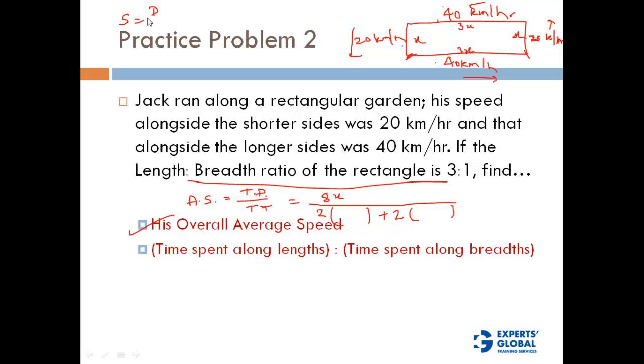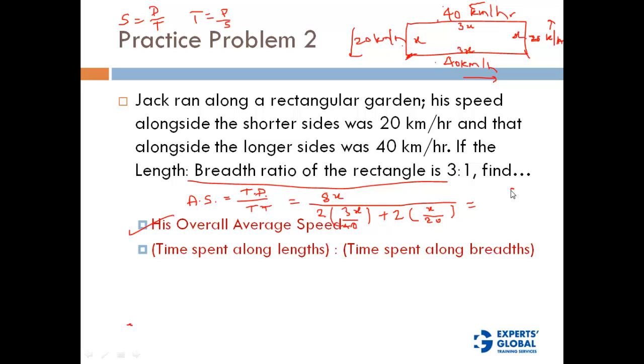Speed is equal to distance by time, right? So time is going to be distance by speed. So all we need to do is to put relevant values for distance and speed here. We already know the distance. Lengthwise, the distance of an individual side is 3x. The speed is 40 kilometers per hour. Here the breadth is x divided by 20 kilometers per hour, right? So we will see that ultimately you will get some expression from which x will get cancelled.